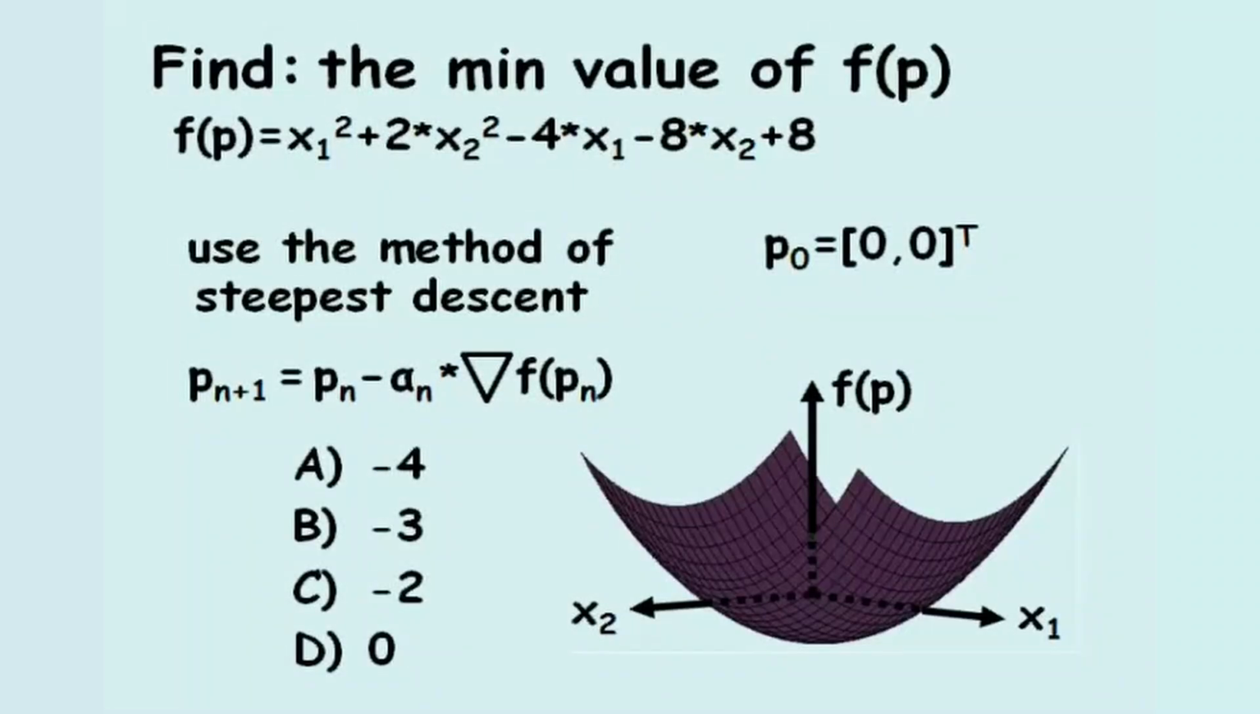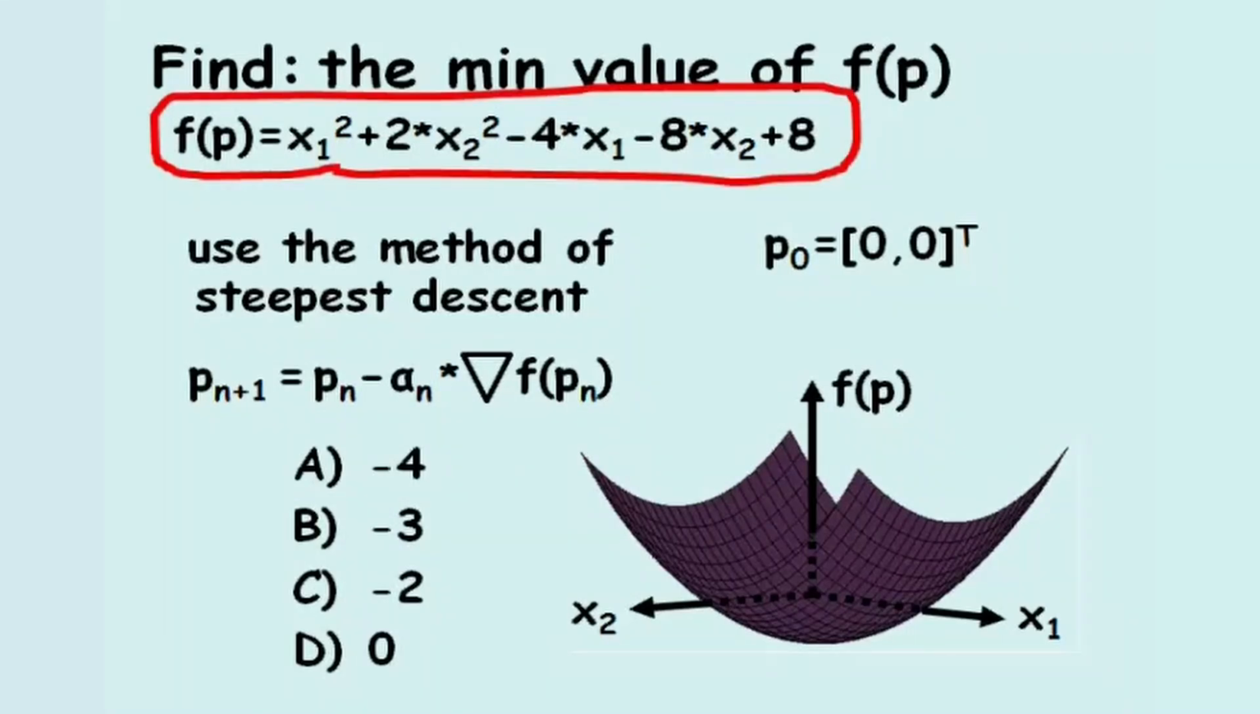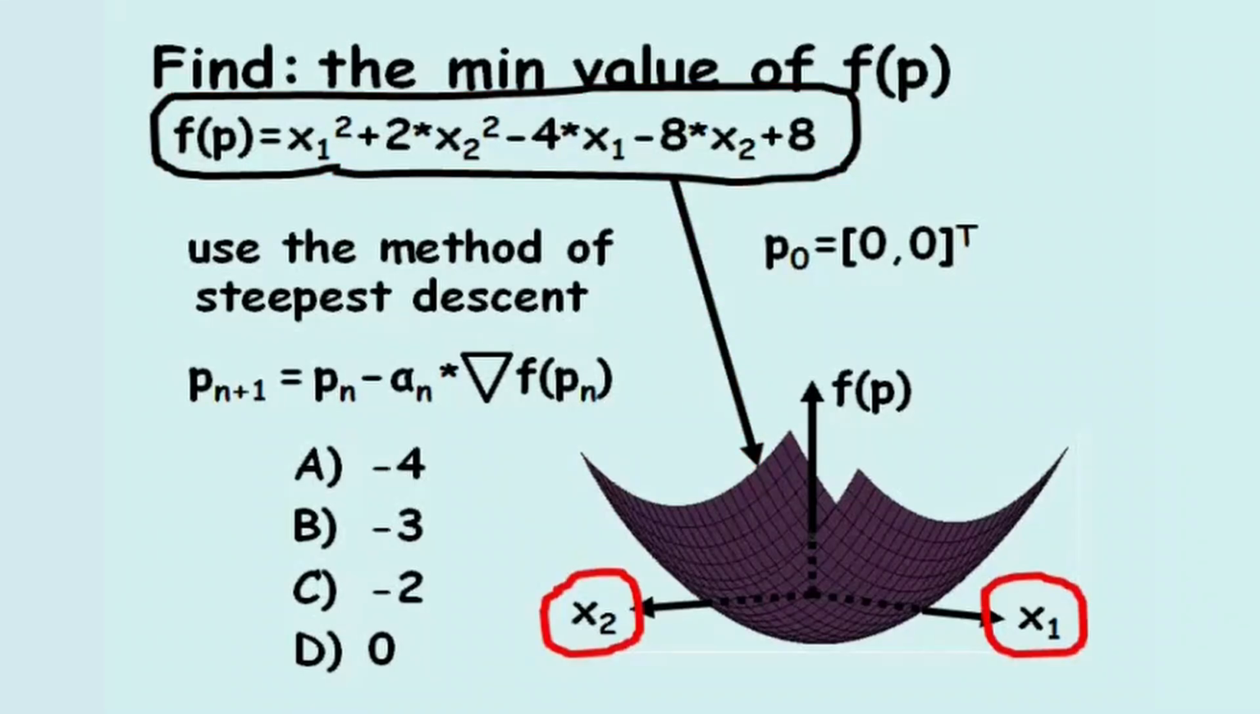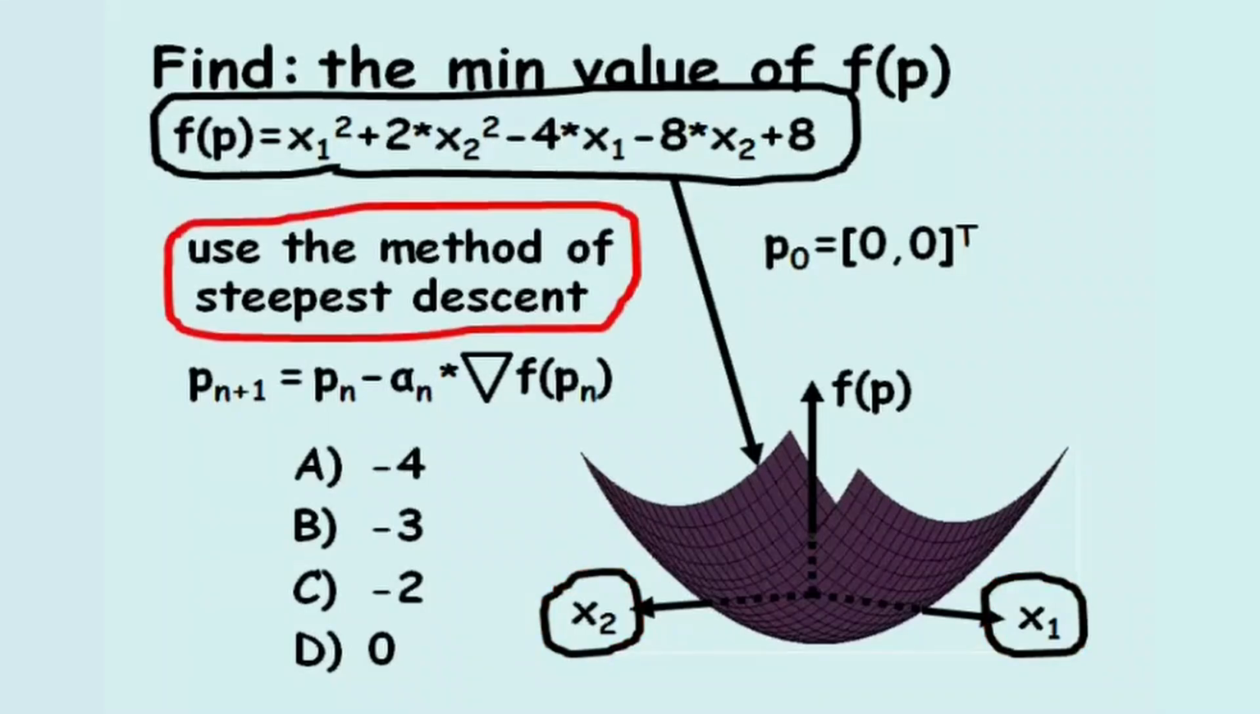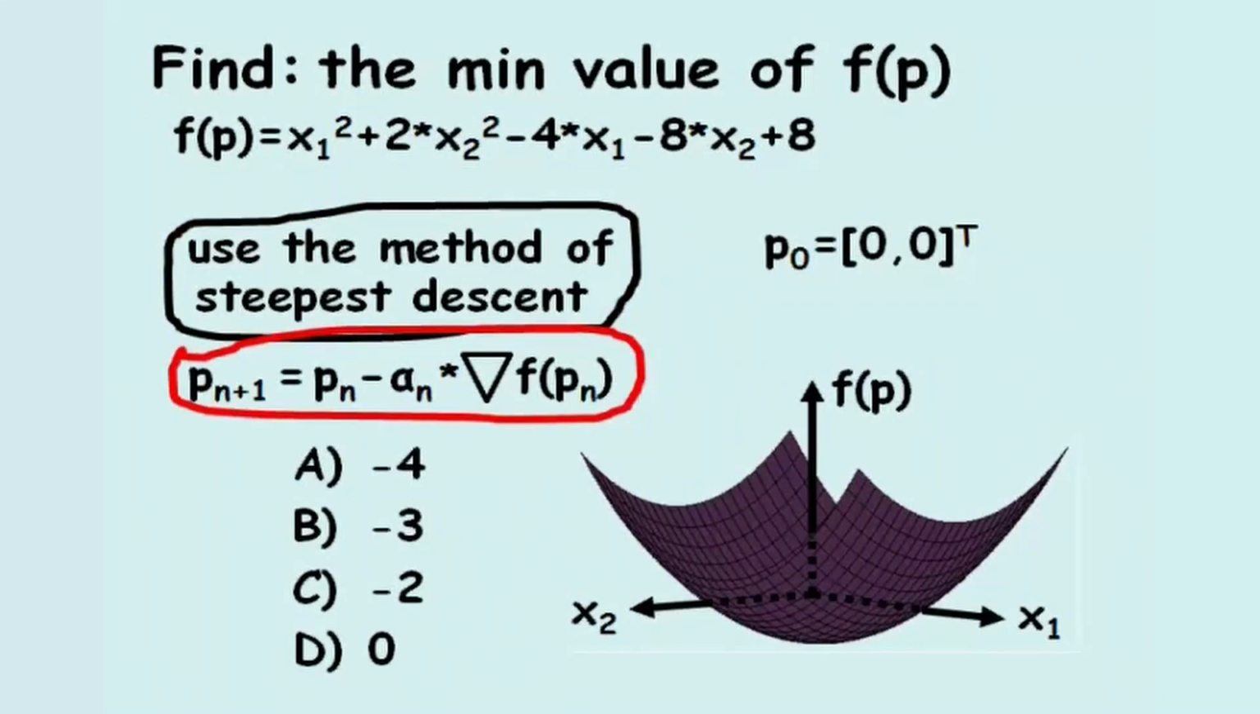Find the minimum value of the function f of p. In this problem, we've been provided a function f of p, which is represented by the violet surface in the three-dimensional plot, where the value f of p depends on variables x1 and x2. The problem states to use the method of steepest descent and provides the equation for successive points p, used to find the optimal point p, which will minimize our function f of p at p star.